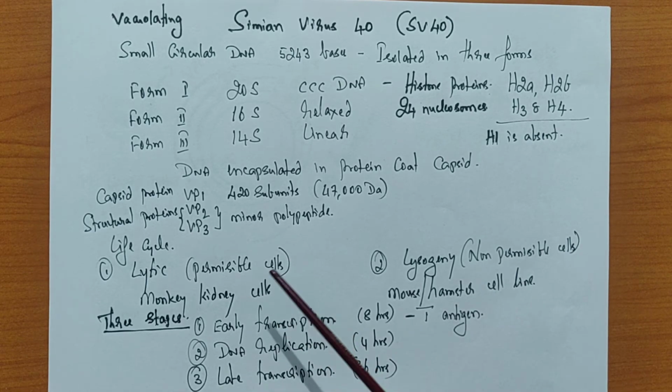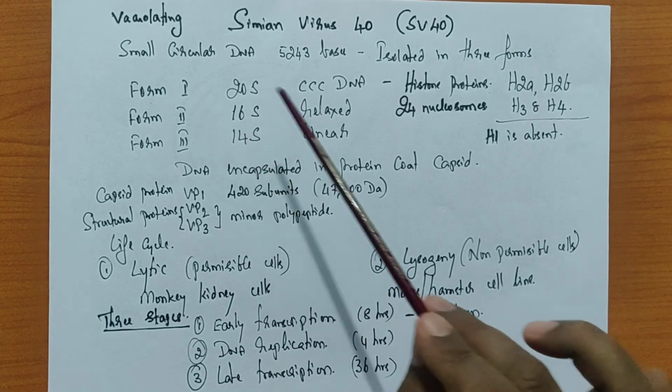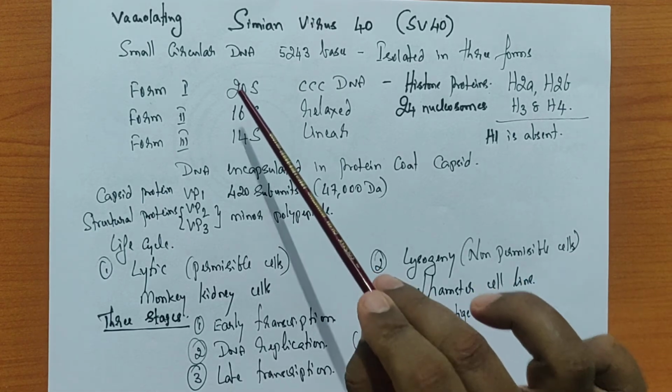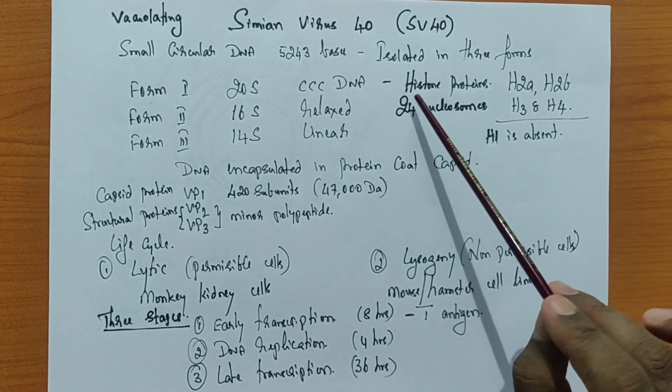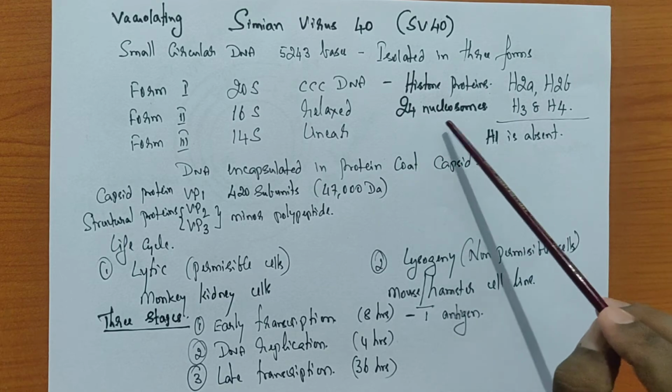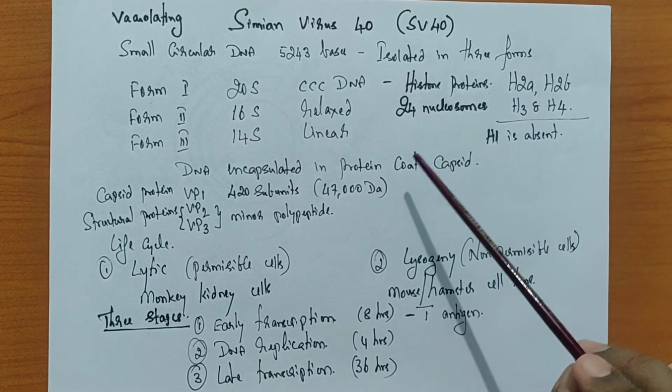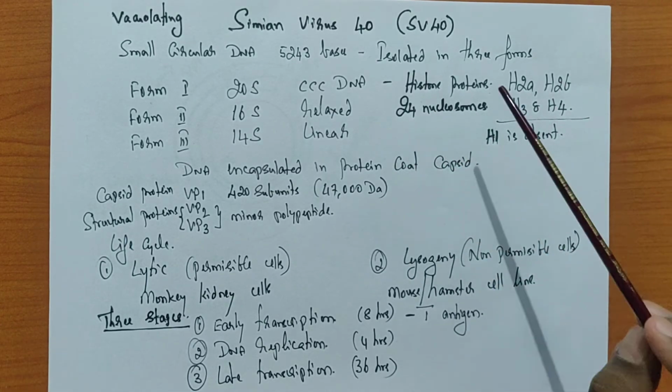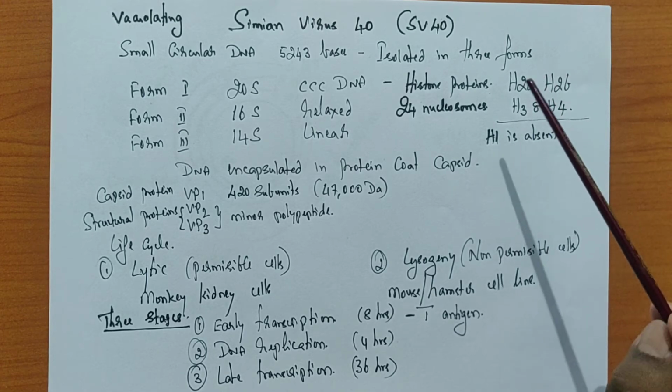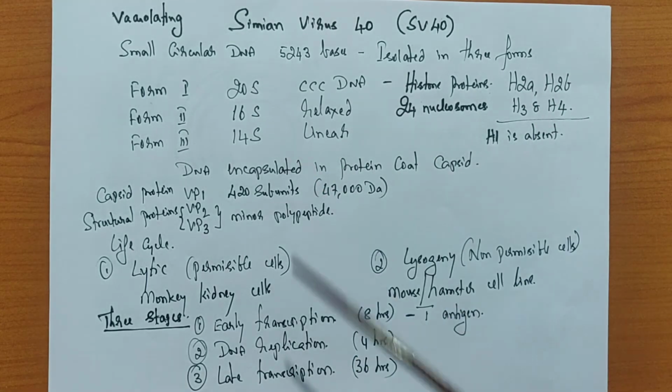Unlike phage DNA or any other DNA, this DNA consists of 24 nucleosomes with all kinds of histone proteins attached to it. We can also call this a minichromosome, I would say.